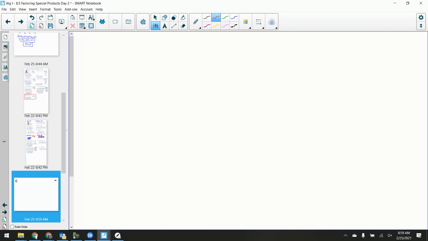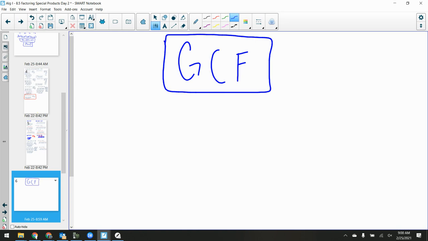Everybody write, what should you always check right at the very beginning? GCF. I should always check for a GCF. So we're going to write that big at the top: always check for a GCF first. If you want to title this, factoring flowchart. I am going to rewrite this pretty much every day up until the test. We're going to go over this flowchart every single day before the test.